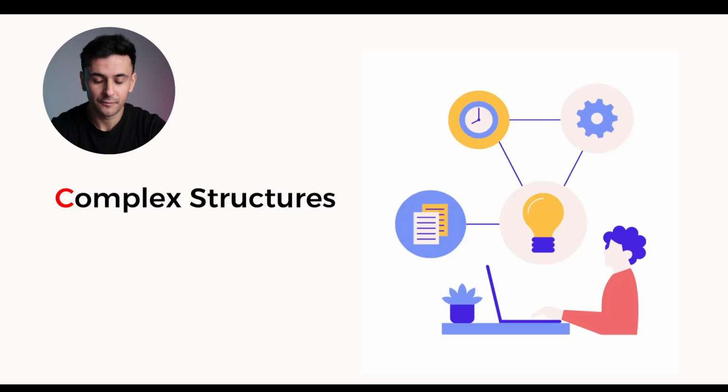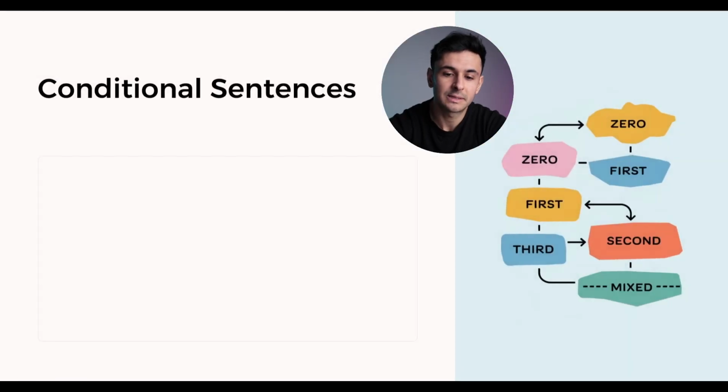Now we're going to move to the next element in our framework, which is complex structures, and let's examine those in more detail. Well, first of all, there are so many different complex structures. There is a variety of different sentences that you could use here, but we're going to go through some of them one by one. And the first one, and the easiest, is conditional sentences.